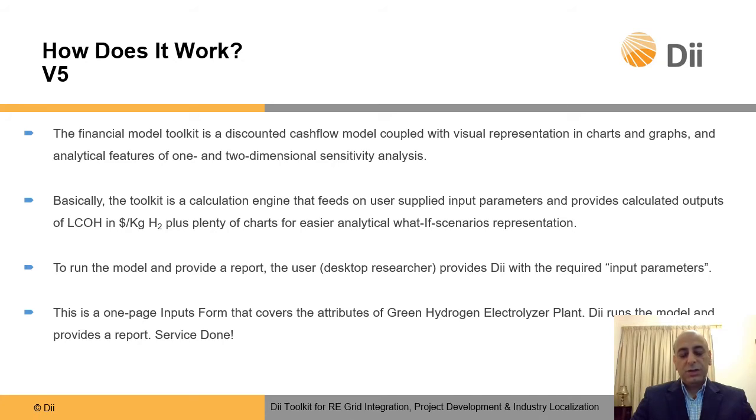To run the model, the user, supposedly a desktop researcher, provides DII with the required input parameters. This is a one-page form that covers the attributes of the green hydrogen electrolyzer plant, and upon receipt of this input form, DII will run the report and provide it in a PDF format.